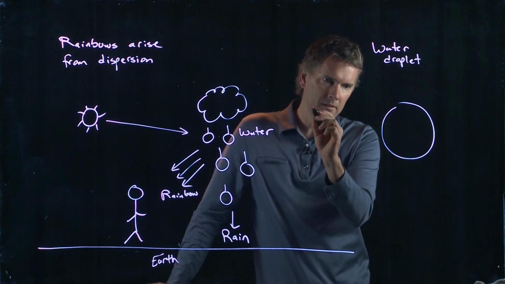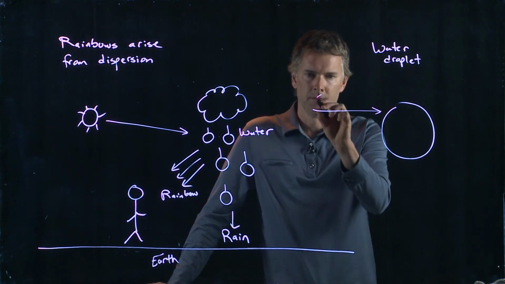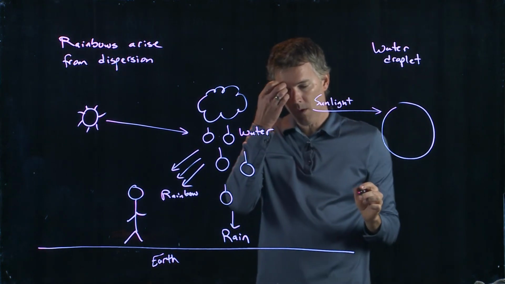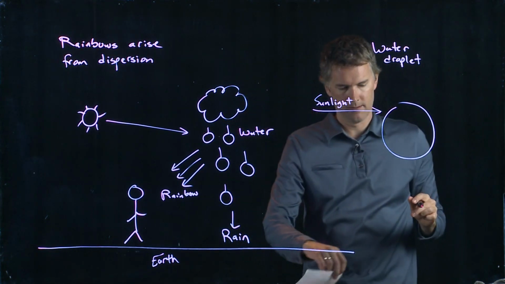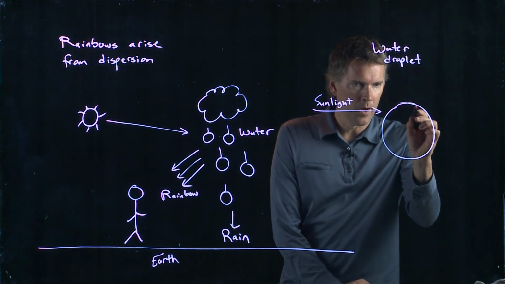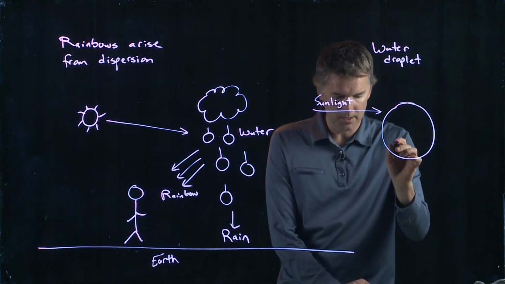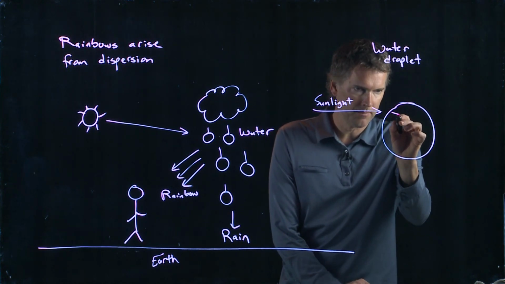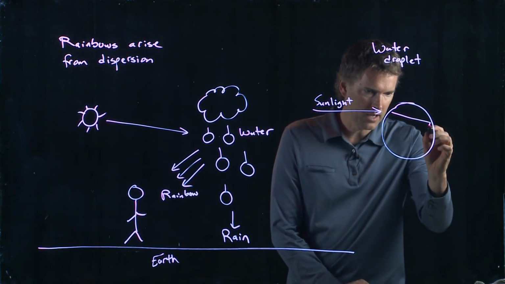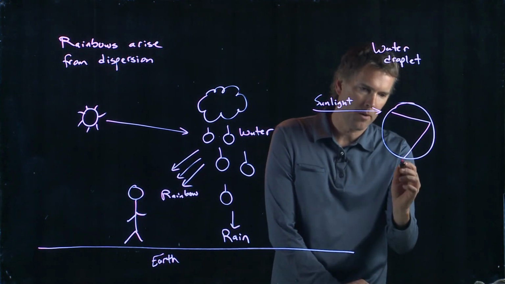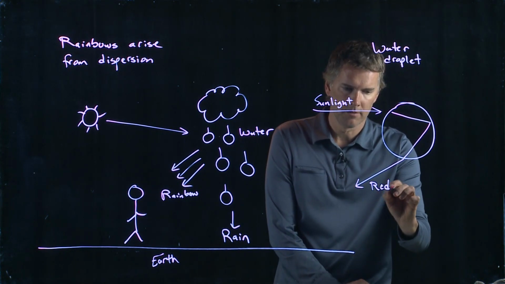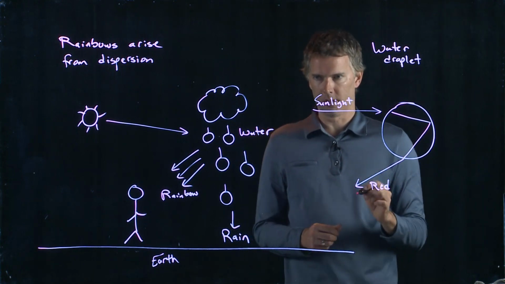So we're going to do what physicists always do, assume a spherical water droplet, okay? And now sunlight is coming in. Sunlight, of course, has all the colors. One of those colors is red, okay? And so let's map out where red goes. When red comes into the water droplet, it bends a little bit. Okay. It hits the back, it comes down, and now it bends again on the way out. This is our red ray of sunshine.